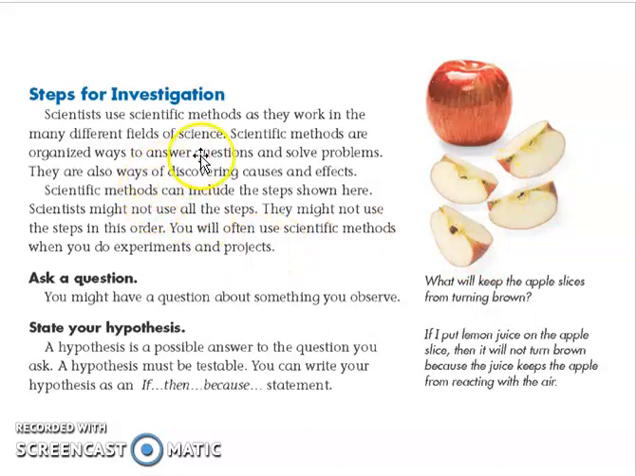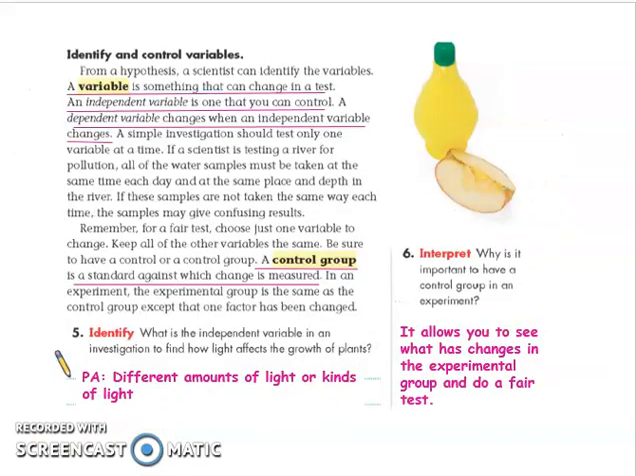So what are the steps of investigation? If you want to investigate why an apple is turning brown, the first step is to ask a question. After asking a question, you could make your hypothesis. What is a hypothesis? Remember that a hypothesis is the possible answer to your question, or a wild guess. A hypothesis must be testable. A hypothesis could start with the words if, then, and because statement. Okay, so let's go to the next presentation.